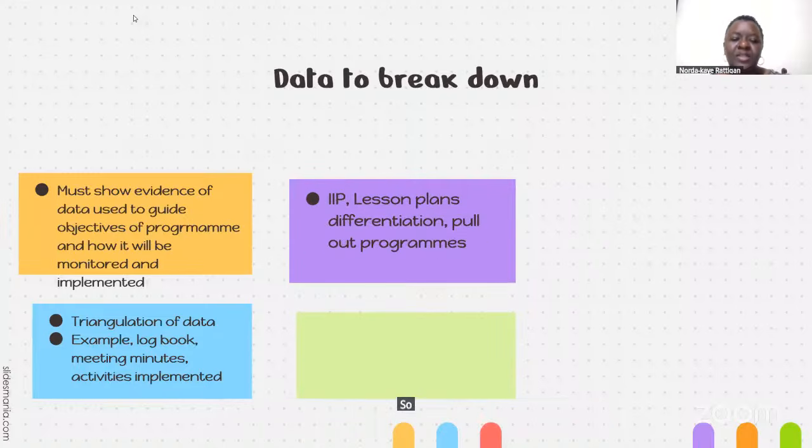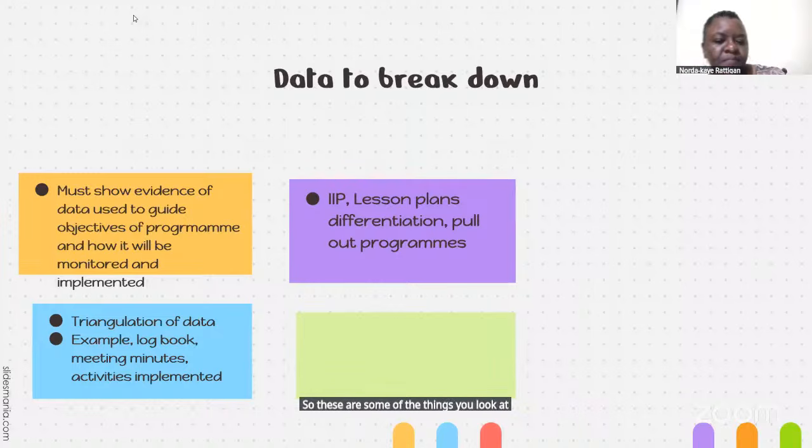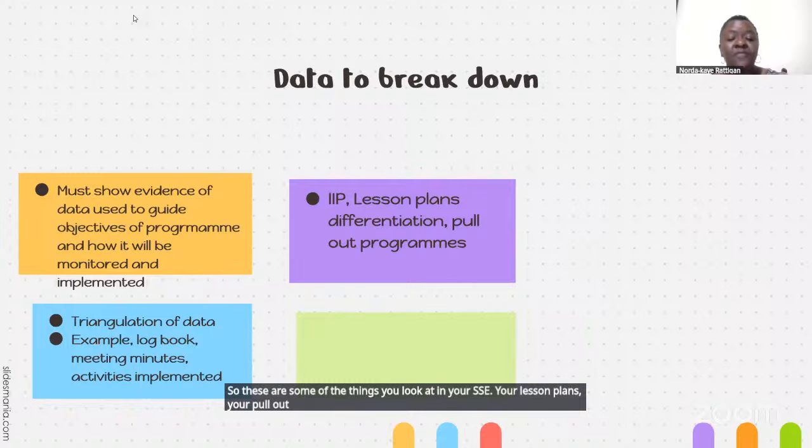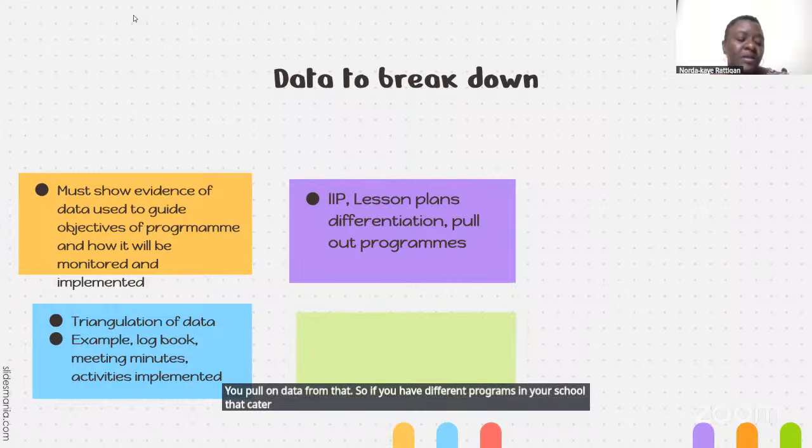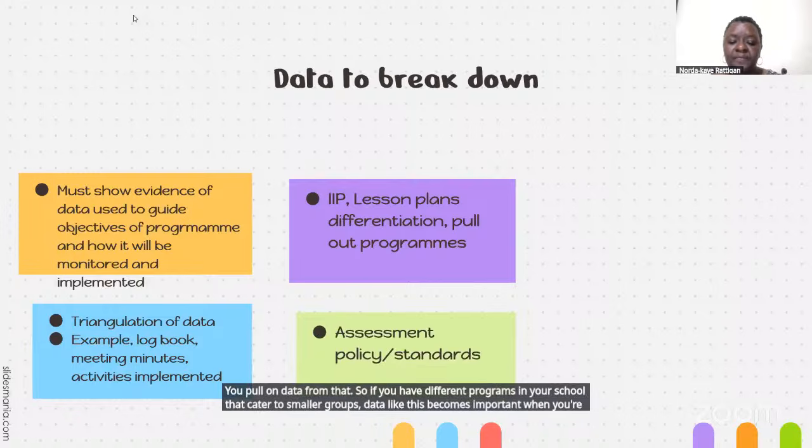So these are some of the things you look at in your SSE. Your lesson plans, your pull-out programs, your individual learning programs, your IIPs. You pull on data from that. So if you have different programs in your school that cater to smaller groups, data like this becomes important when you're answering this question.